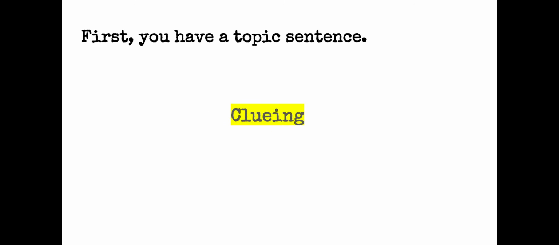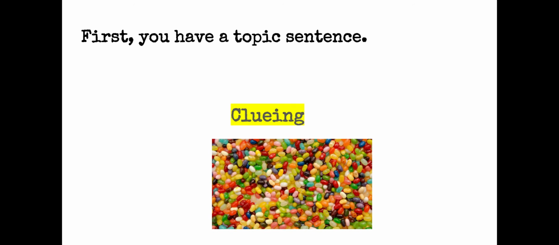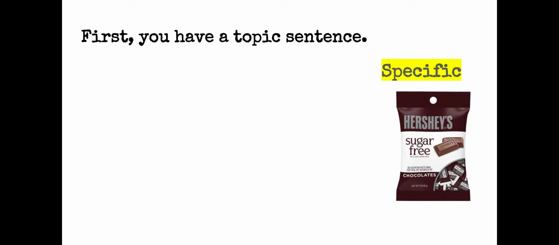The second type we have is called cluing. So we see they're jelly beans. We don't know the exact flavor and we don't know how many. And the third type of topic sentence is called a specific topic sentence. Now we know exactly the type and we could technically see how many pieces of chocolate are in the bag.